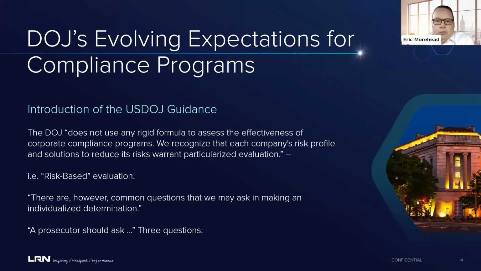It is directed to those trial attorneys in Main Justice. It actually comes out of the fraud section in Main Justice. They're providing context to these line prosecutors who are evaluating cases to determine whether the organization that they're investigating, or the case that they're looking into, the organizations involved have an effective program.